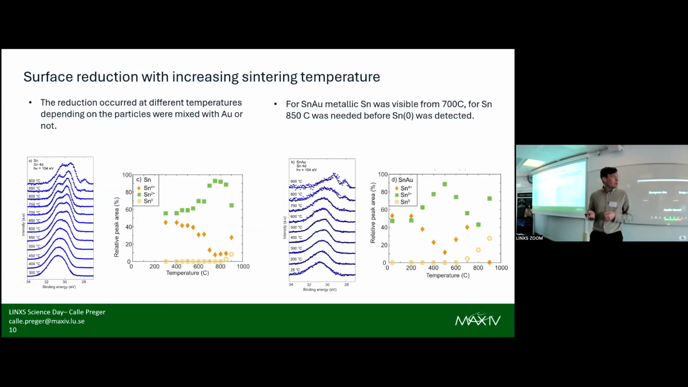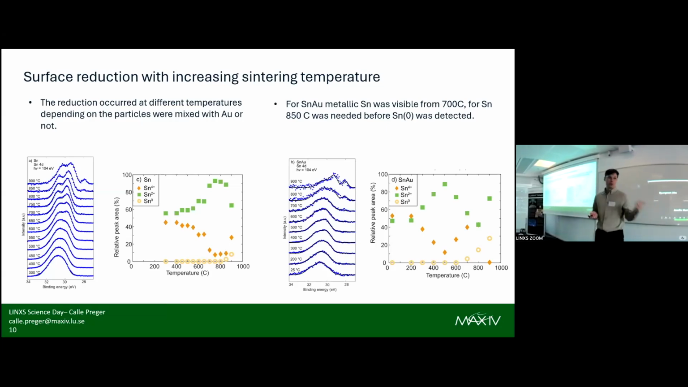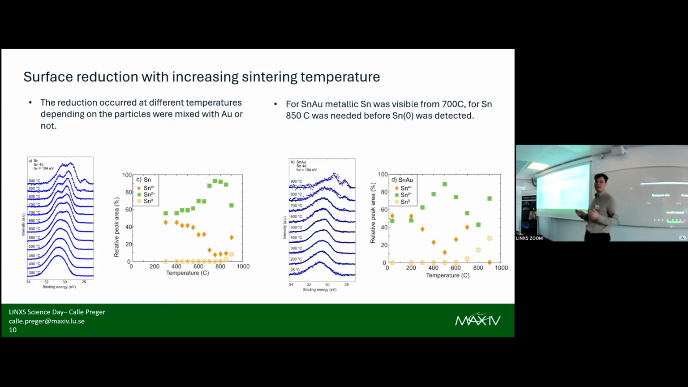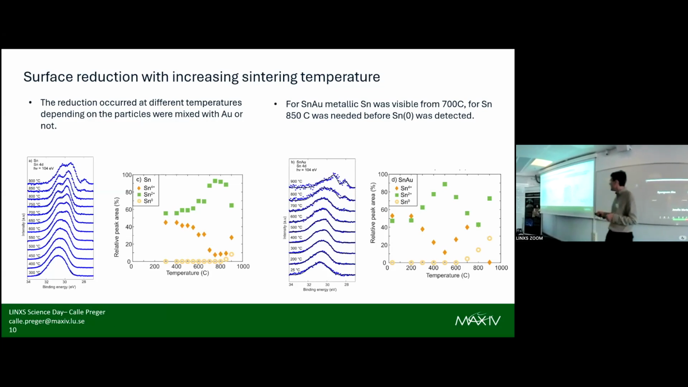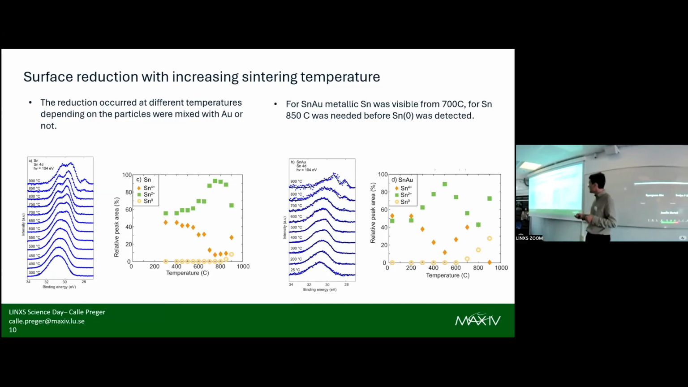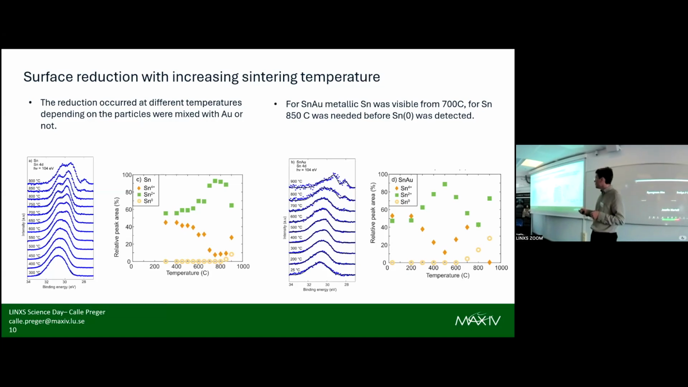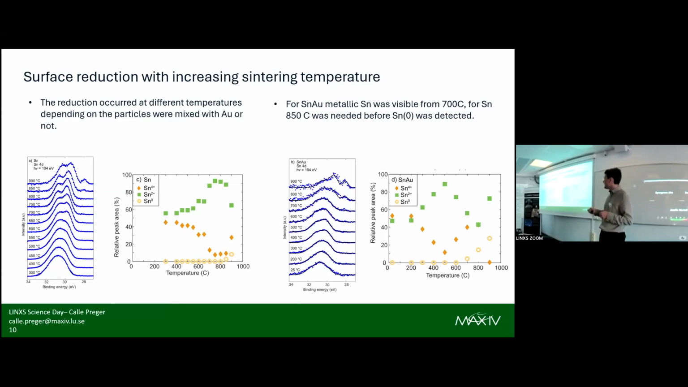So if we plot all the temperatures together, we can see how the trend in the different oxidation states changes with temperature. This has been done for pure tin particles, but also for a mixture with tin-gold particles. And we can see that the trends are similar, but it happens at different temperatures. If we first look at the pure tin, the left case here, we see that we have a local maximum in the Sn2+, which then after a certain temperature starts to drop. And that is at the same time as we start to see the metallic tin on the surface as well.